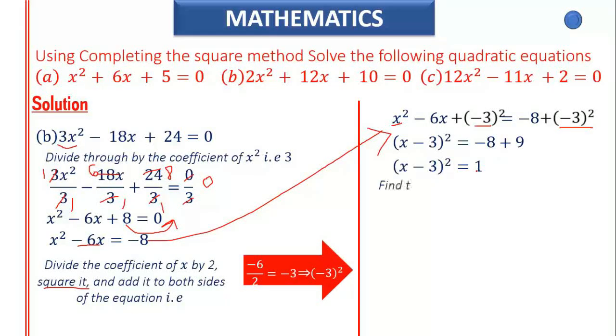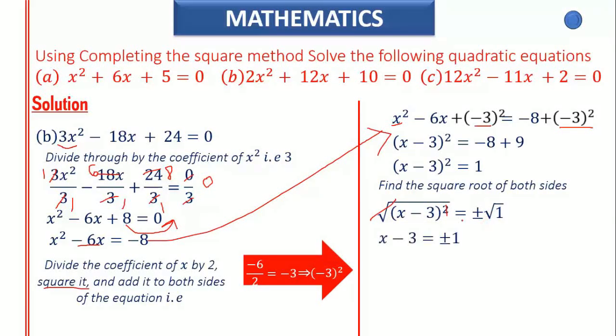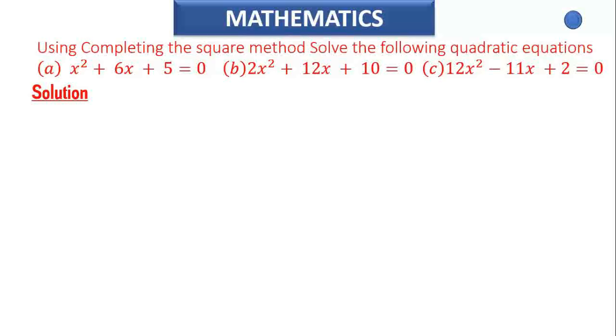As usual, you find the square root of both sides of the equation. So finding the square root cancels the square. By implication, we know x minus 3 equals plus or minus 1, and from there we can say x equals plus or minus 1 plus 3. That's our value of x. If you split the two sides, you have plus 1 plus 3 and minus 1 plus 3, and that means x equals 4 or x equals 2. So we can move on to the next question, which is the last one for this part.